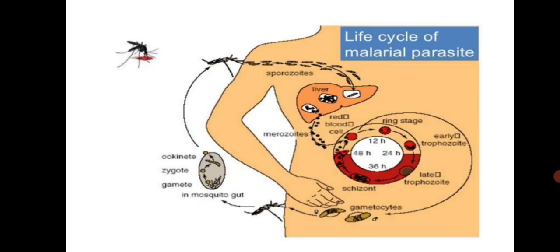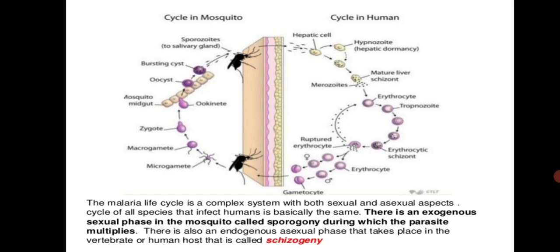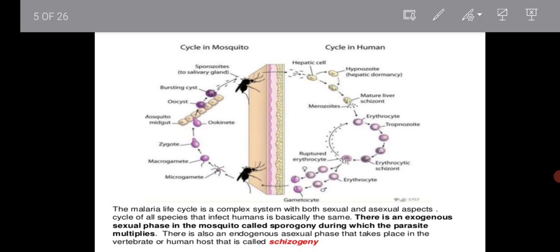As seen in the life cycle of the malarial parasite shown in the figure, the parasite has two phases in its life cycle. One is an asexual phase in the human body, which is known as schizogony, and the other is the sexual phase, which is in the mosquito, and it is known as sporogony. And here we can see the malarial parasite cell cycle.